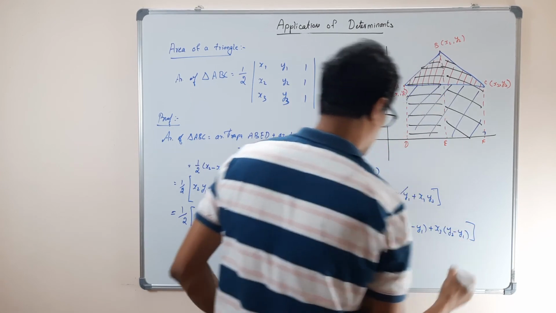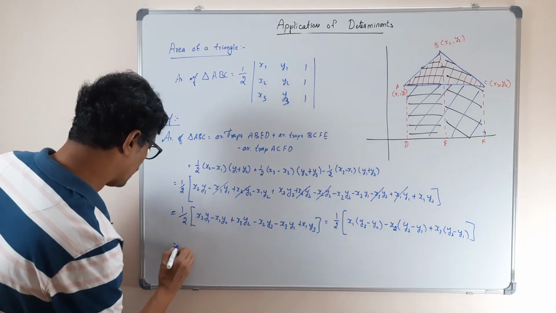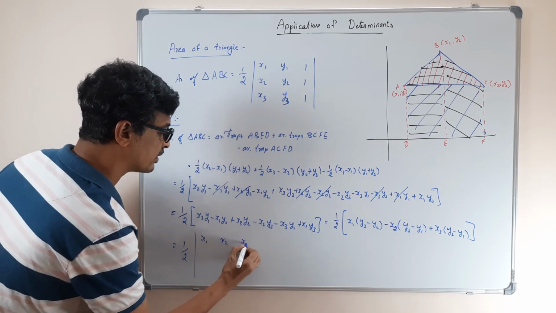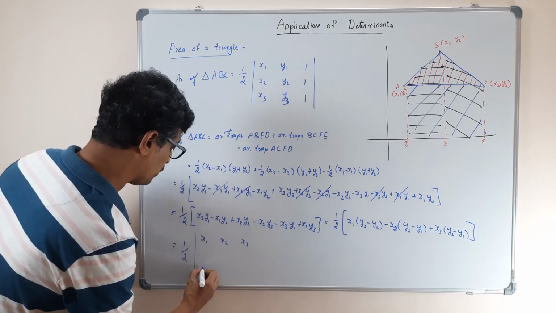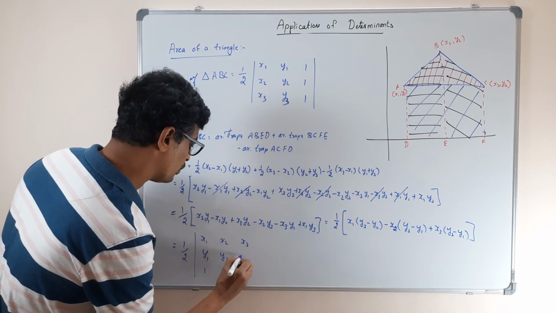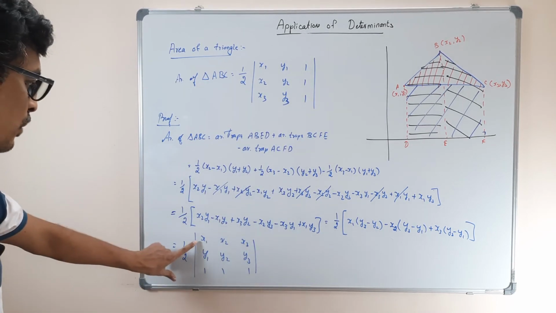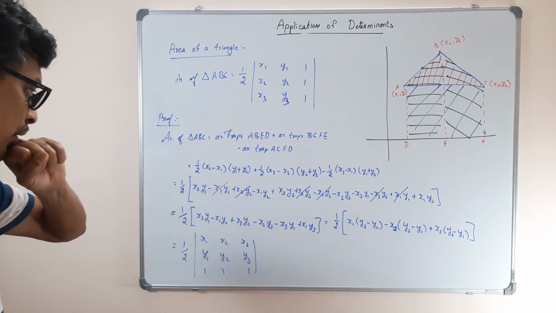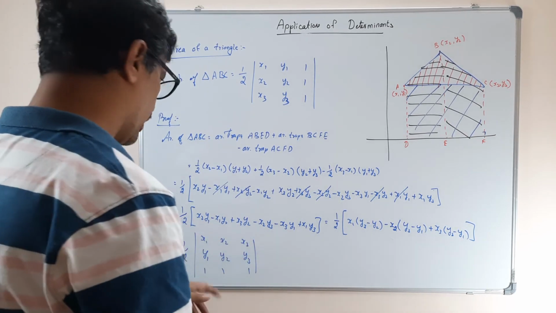I haven't missed anything, correct? So this straight away gives the answer. See now what happened? This will be equal to half. I can write it as x1, x2, x3, and then I'll put here 1, and then I'll put y1, y2, y3. Isn't it that? x1 into y2 minus y3. So we are having the sign opposite, right? Then no, not a problem. Anyway, we will sort it out.